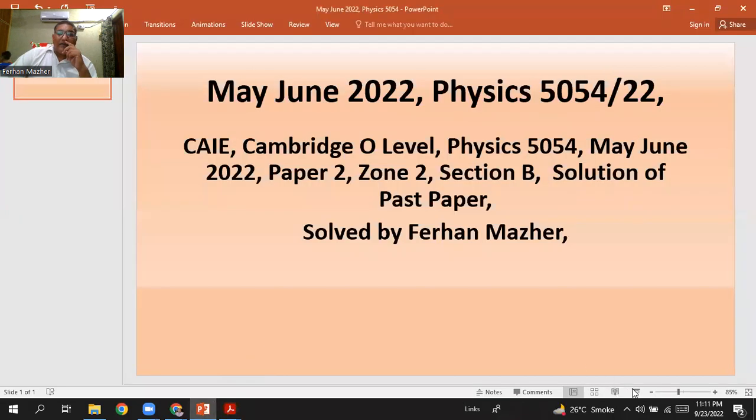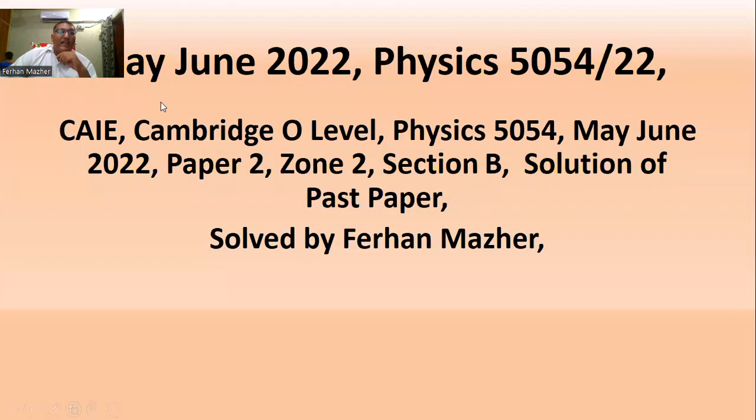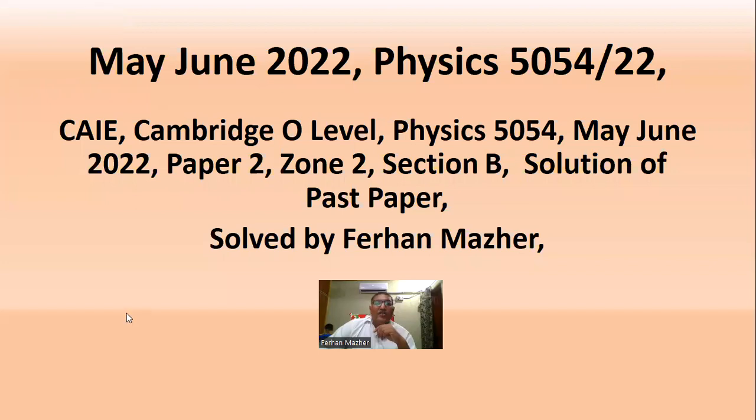So my dear students, today in this video, we have done the May/June 2022 Physics 5054/2 paper. This paper 2 was from zone 2, and in this video I have done section B of this paper, and this paper is completed. I have already done a video on section A of this paper, which is already uploaded on my YouTube channel. You can find both section A and section B in the same playlist of my channel.